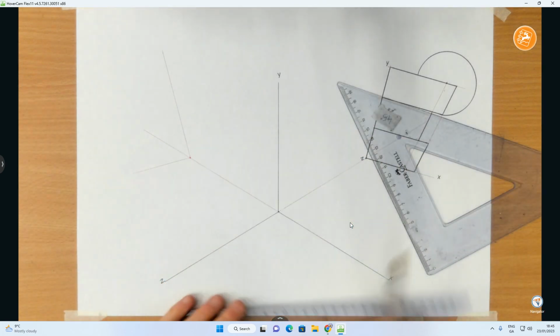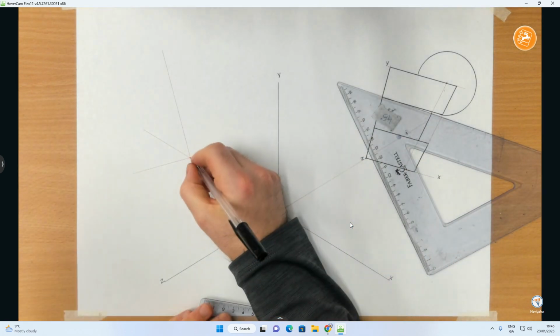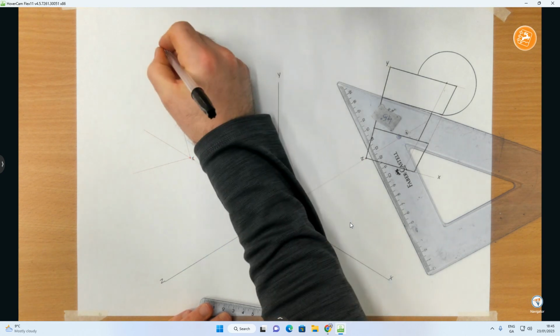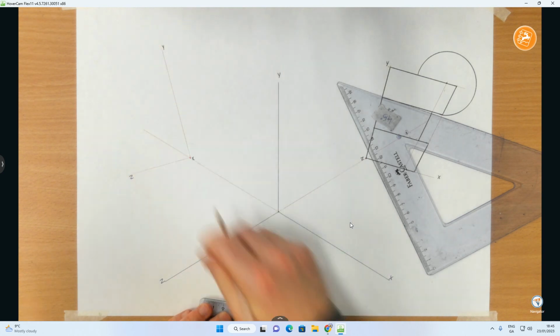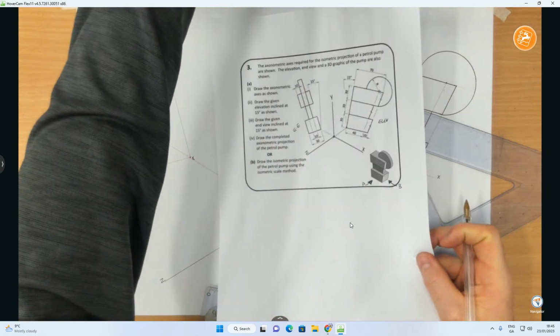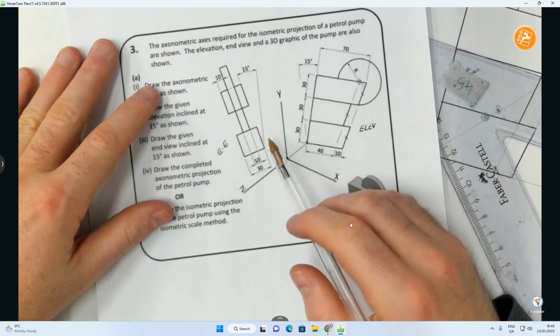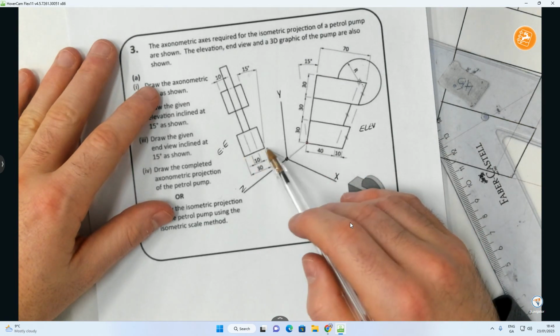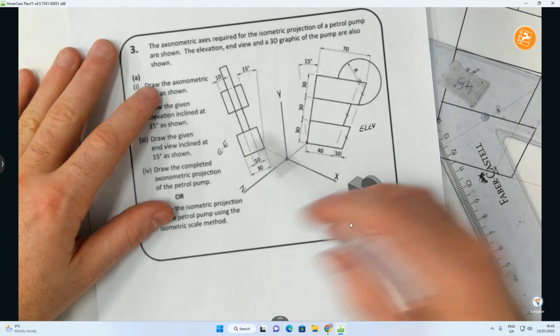Now, once again, follow it. This is a point view of the x-axis. This technically will be my y, and this is my z. So all the distances out here, I'm going to take them from the drawing. So I have a distance out here of 30 millimeters, which is broken up into 10 by 10 by 10.